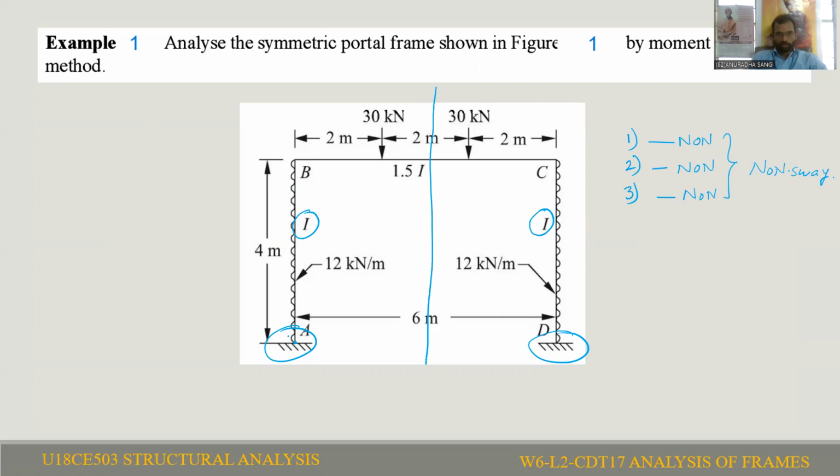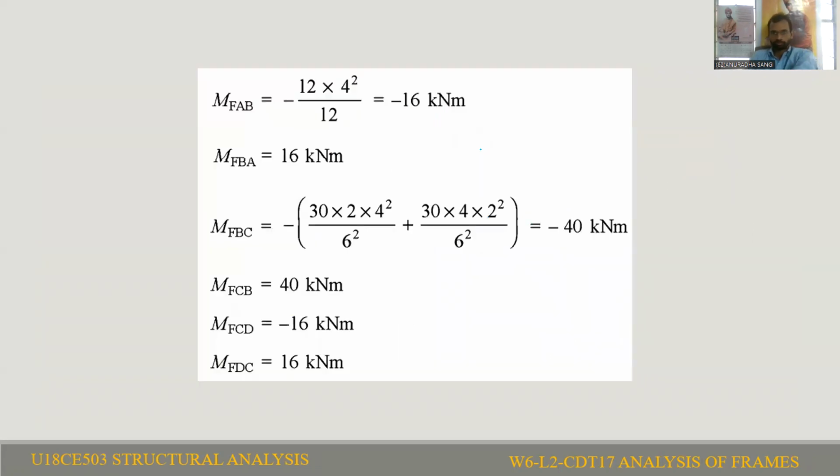Coming to the AB span, A is a fixed support. The AB span is subjected to a uniformly distributed load of 12 kN per meter. Similarly, the CD span is also subjected to 12 kN per meter, and the BC span is subjected to 2 point loads, 30 kN and 30 kN, at a distance of 2 meters from the left support as well as the right support. So this is a symmetrical portal frame.